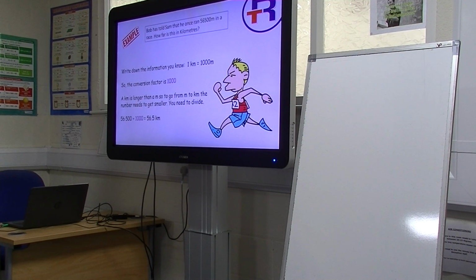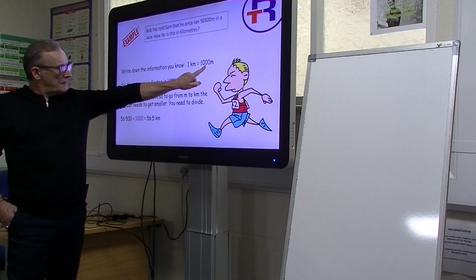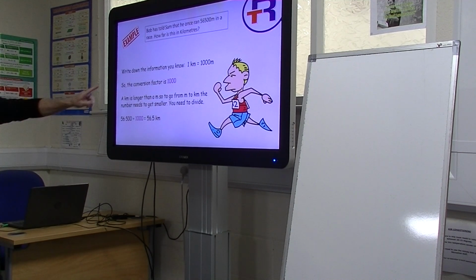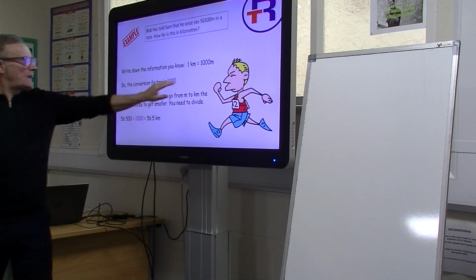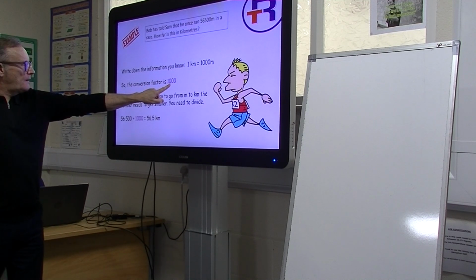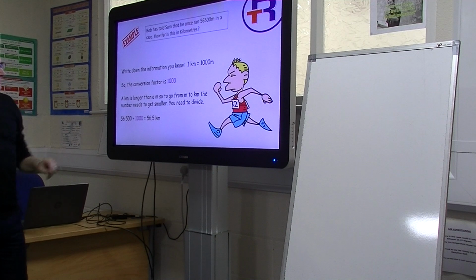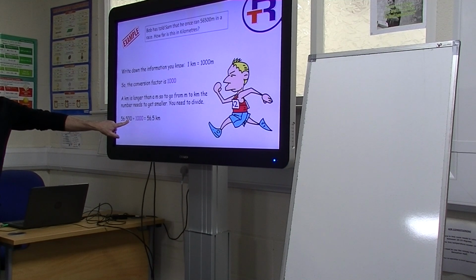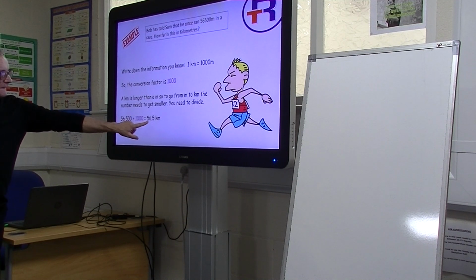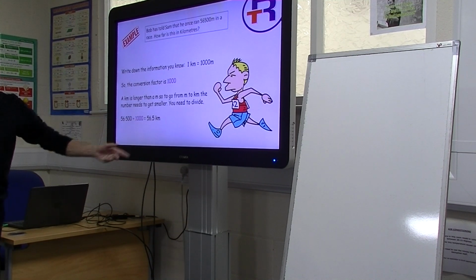Bob has told Sam that he once ran 56,500 metres in a race, but how far is this in kilometres? We write down the information that we know. A kilometre is equal to 1,000 metres. So the conversion is 1 to 1,000. Do you remember we did scale? So the conversion factor is 1,000. A kilometre is longer than a metre, so if we go from metres to kilometres, the number needs to get smaller. So you need to divide. 56,500 metres divided by 1,000 gives you 56.5 kilometres. Makes sense, doesn't it?